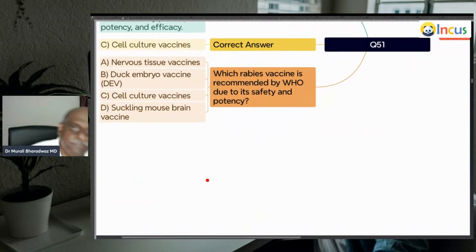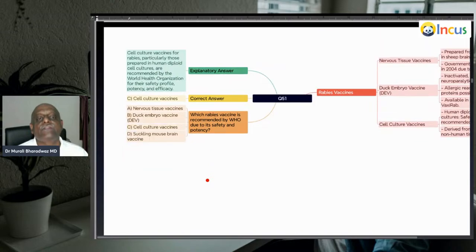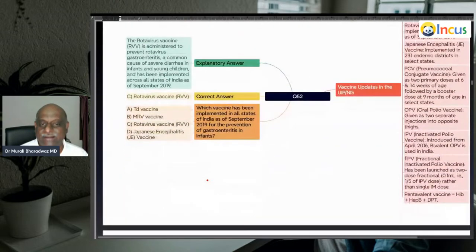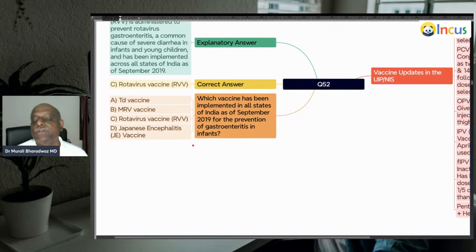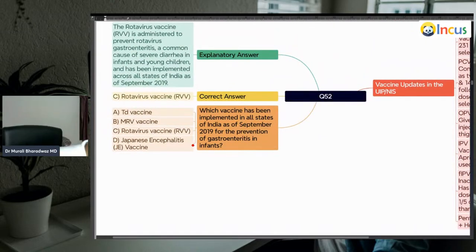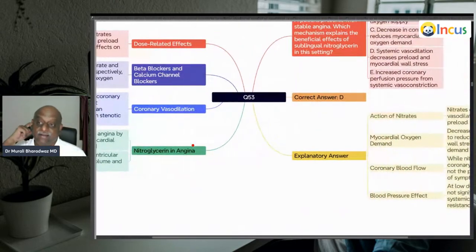Right, doctor? Now, which rabies vaccine is recommended by WHO because of its safety and potency? Cell culture vaccine is the one. Which vaccine has been implemented in all states of India as of September 2019 for prevention of gastroenteritis in infants? Rotavirus is responsible for all the infantile diarrhea.